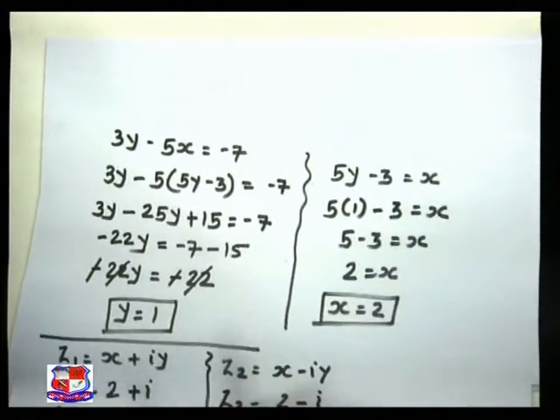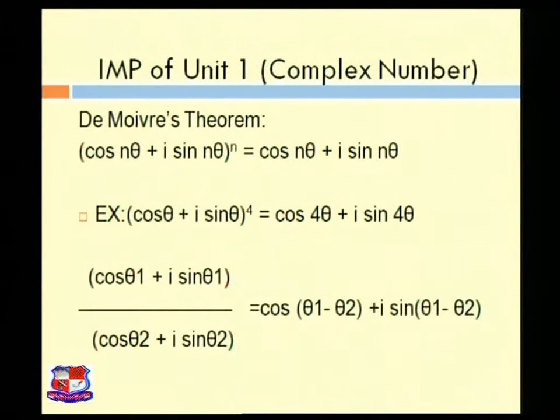Now we move to our next set of question, that is theory, that is De Moivre's theorem. Cos theta plus i sin theta raised to n is equal to cos n theta plus i sin n theta. For example, cos theta plus i sin theta raised to 4, that is cos 4 theta plus i sin 4 theta. And second case, that is cos theta 1 plus i sin theta 1 divided by cos theta 2 plus i sin theta 2.